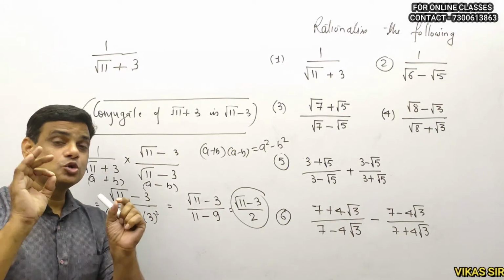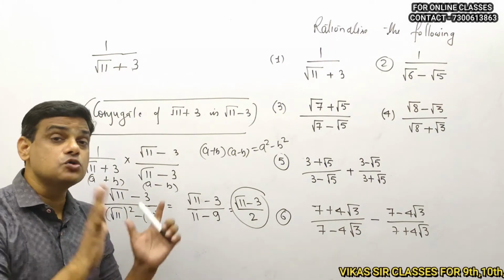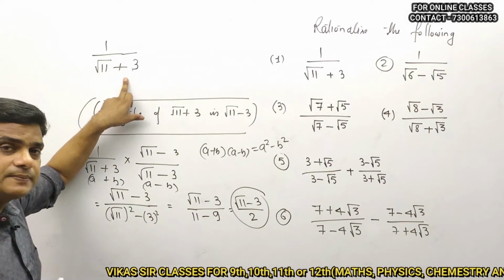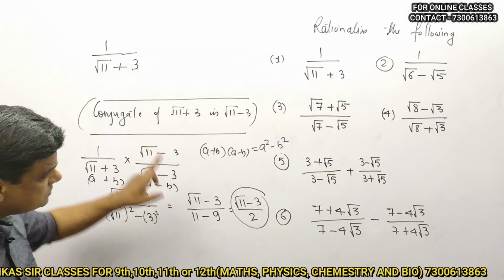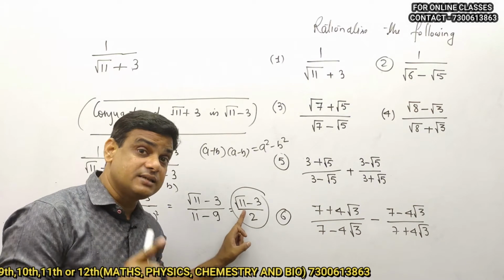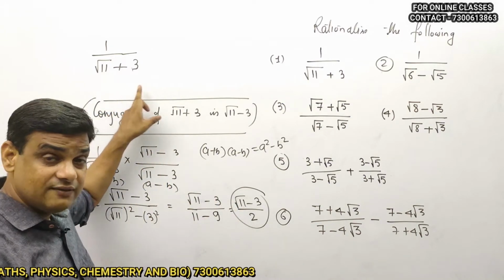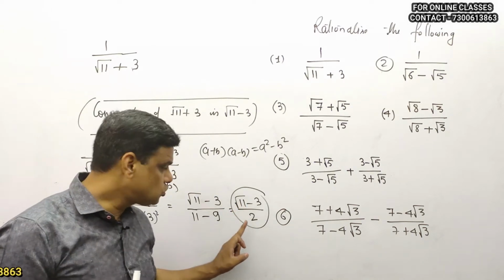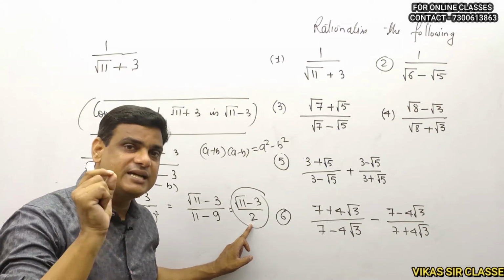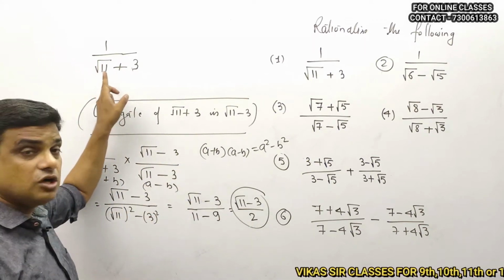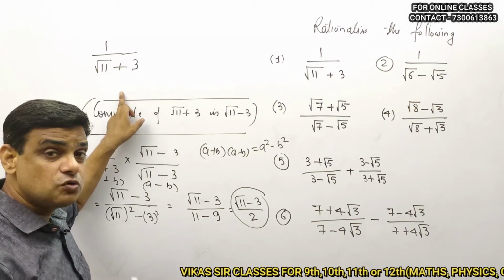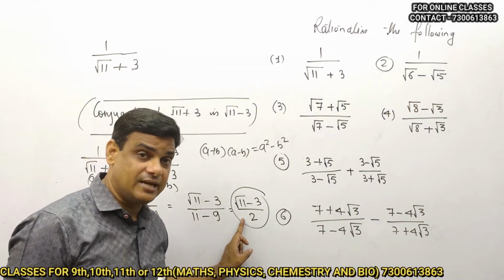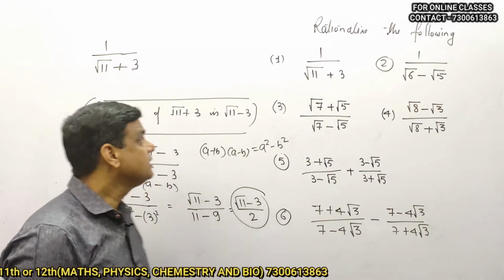Now, to tell you the answer directly without solving: the question was root 11 plus 3, right? Now see the answer. Root 11 minus 3 is the conjugate of root 11 plus 3. It is root 11 minus 3 in the numerator, and 2 in the denominator. What is this 2? 2 is the difference between the squares of root 11 and 3. Root 11 square is 11 and 3 square is 9. So 11 minus 9 is 2. Is that clear?